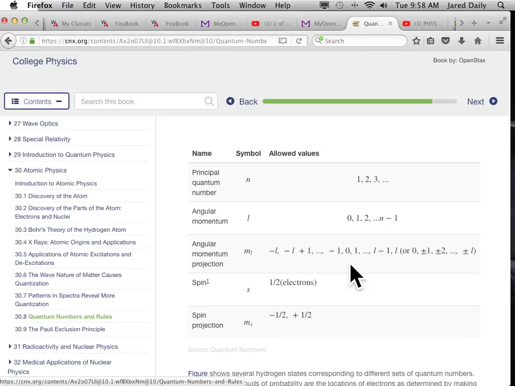Roughly half. Roughly half and half. In fact, it's exactly half. So what numbers do you use for S? Just 1/2? Only? Yeah, for little s, you always use 1/2. But for m sub s, you could have -1/2 or +1/2. It could be one of those.